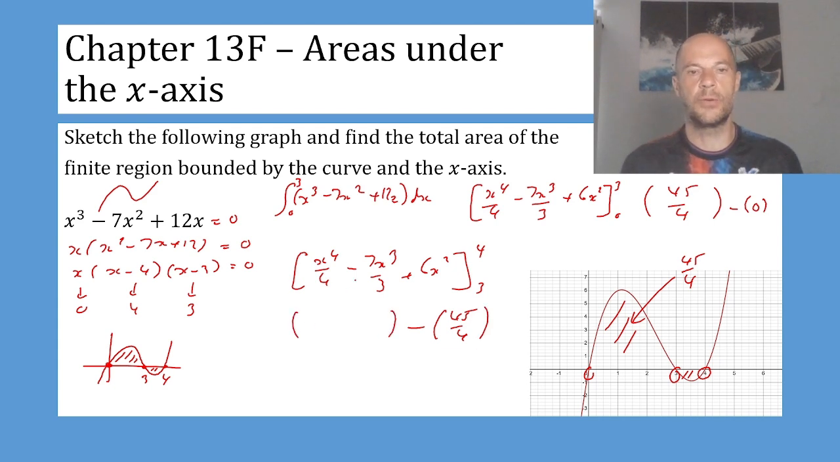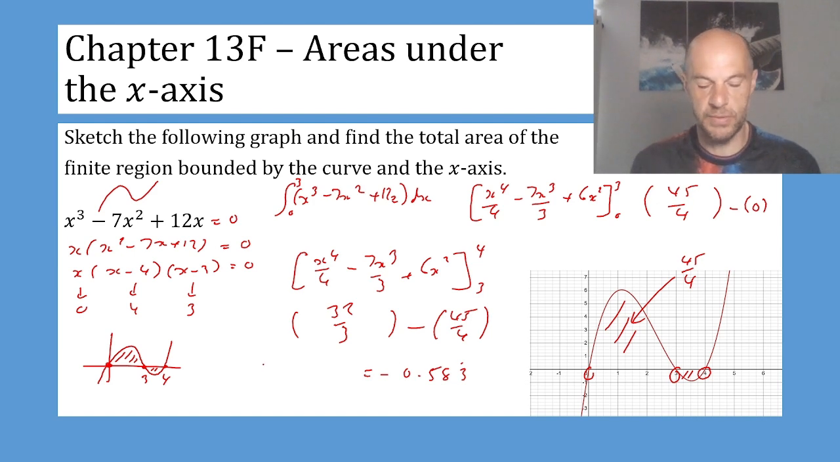So 4 to the power of 4 over 4 is the same as 4 cubed. So 4 times 4 times 4. Take 7 times 4 times 4 times 4 divided by 3 plus 6 times 4 times 4. That is 32 over 3. And if I subtract 45 over 4, my calculator is giving me negative 0.583. So if it was a fraction, it would be a pretty horrendous one.